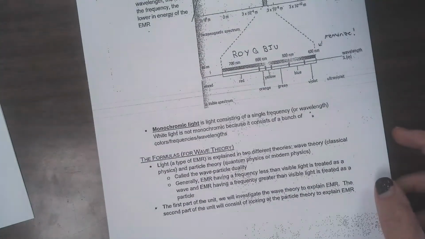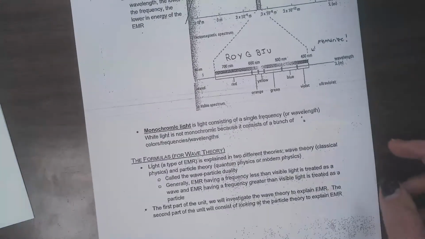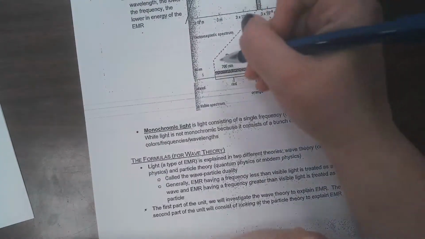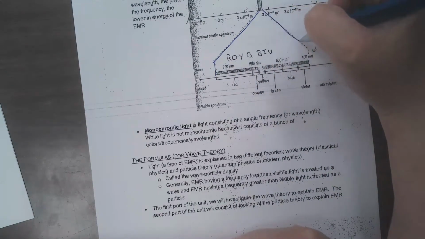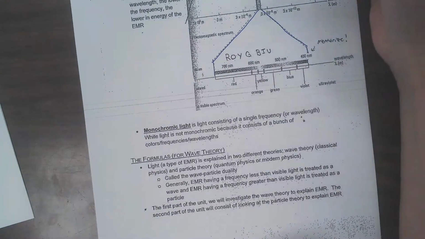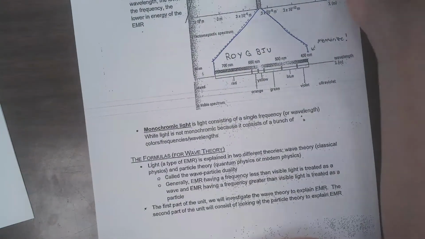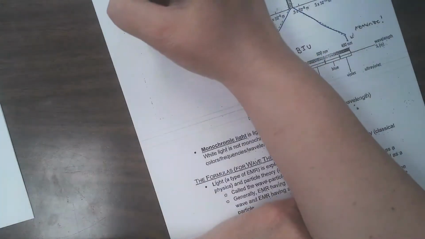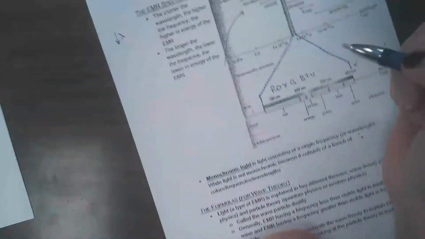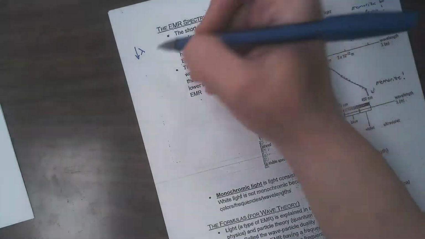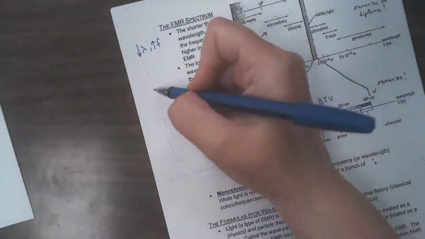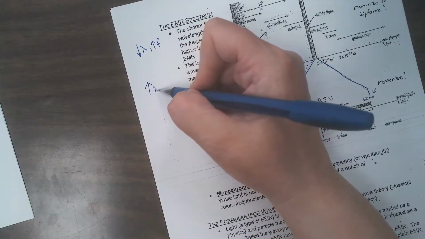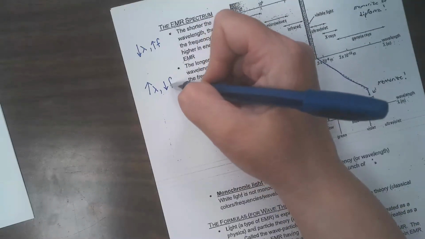Okay, the EMR spectrum. We are familiar with the EMR spectrum. We live in the EMR spectrum every day, and we do it in the color spectrum. It's a very narrow portion of wavelengths. So this is really key: the shorter the wavelength, so remember lambda is the symbol for wavelength, the higher the frequency, or the longer the wavelength, the lower the frequency.